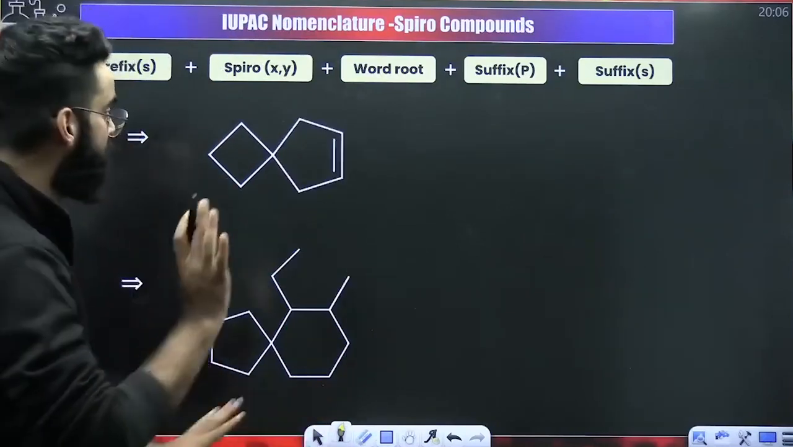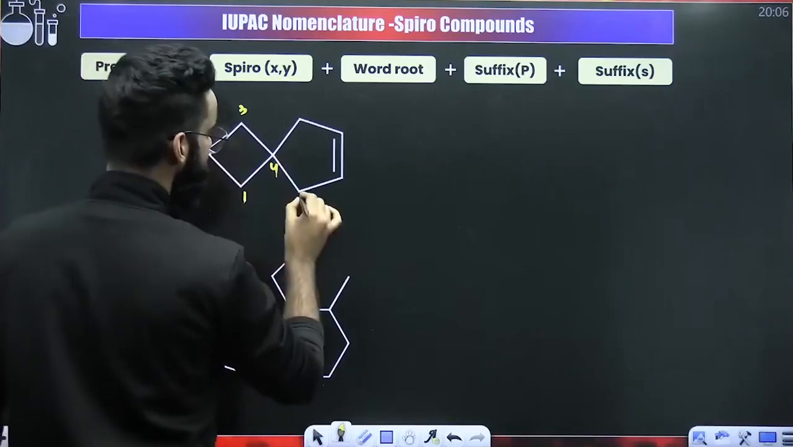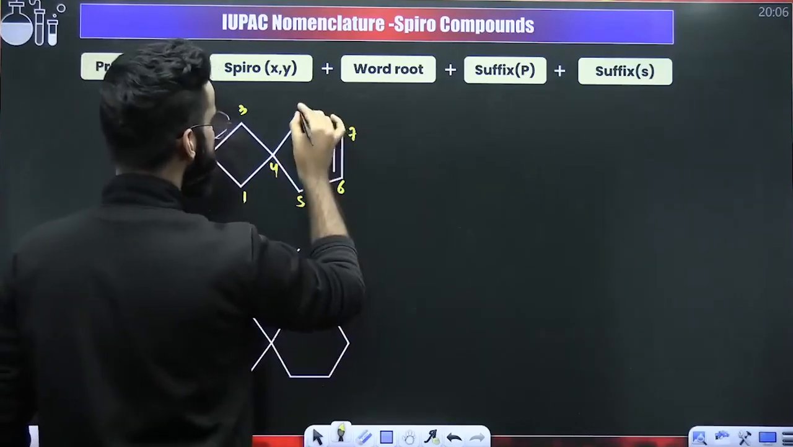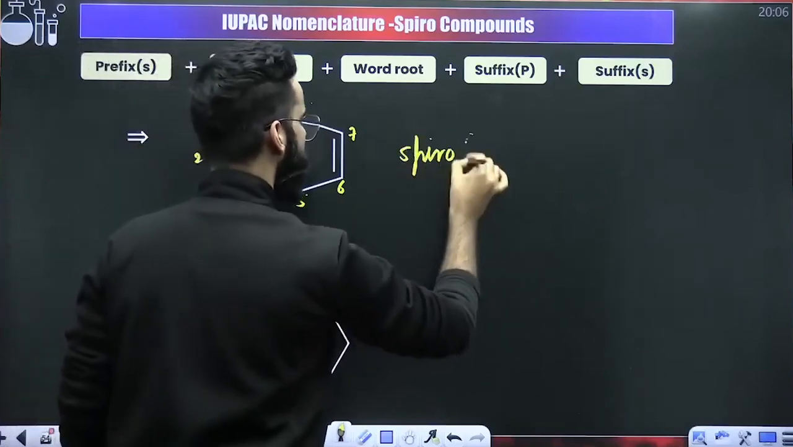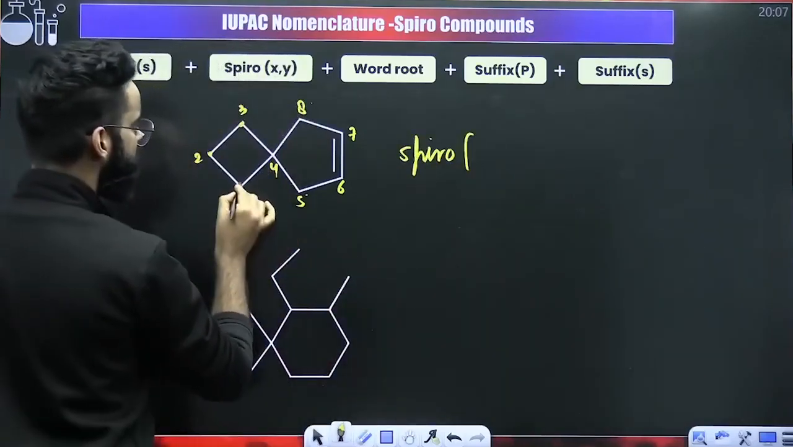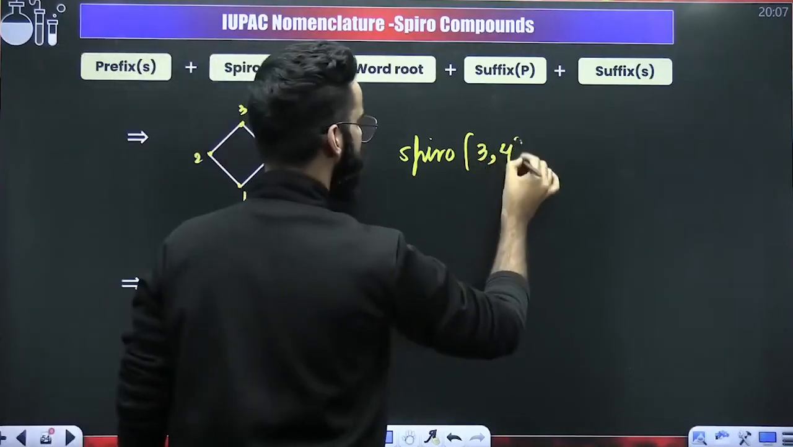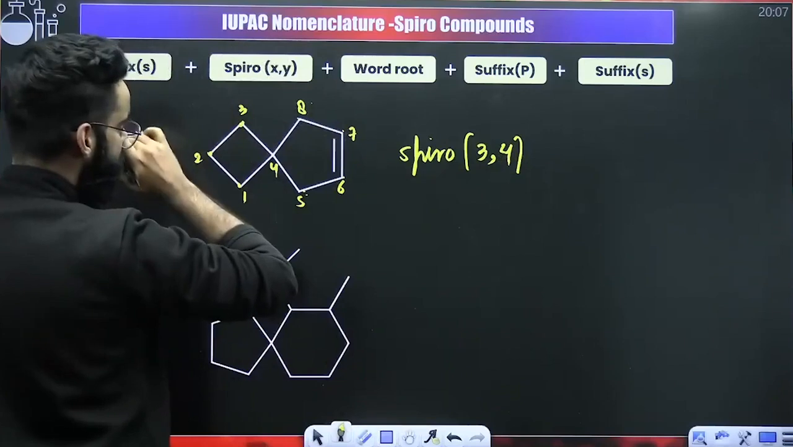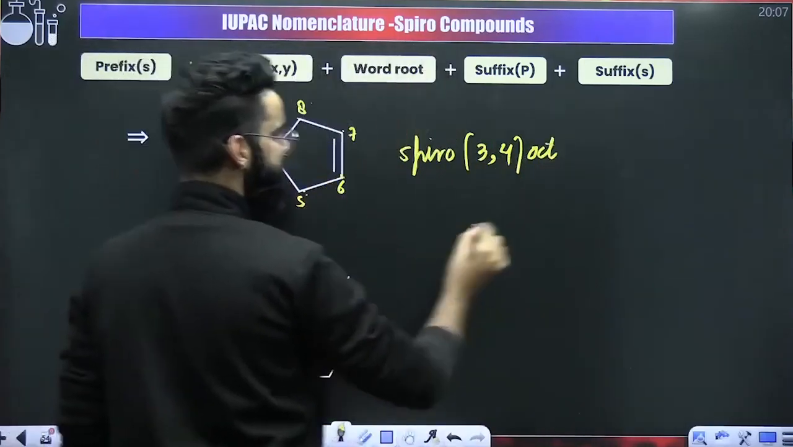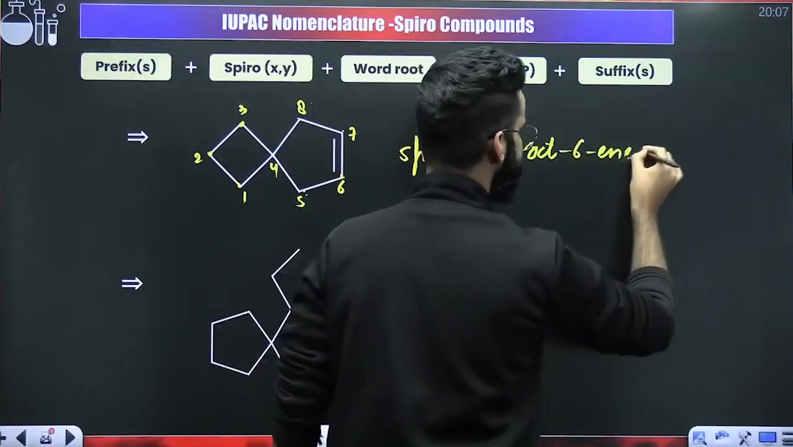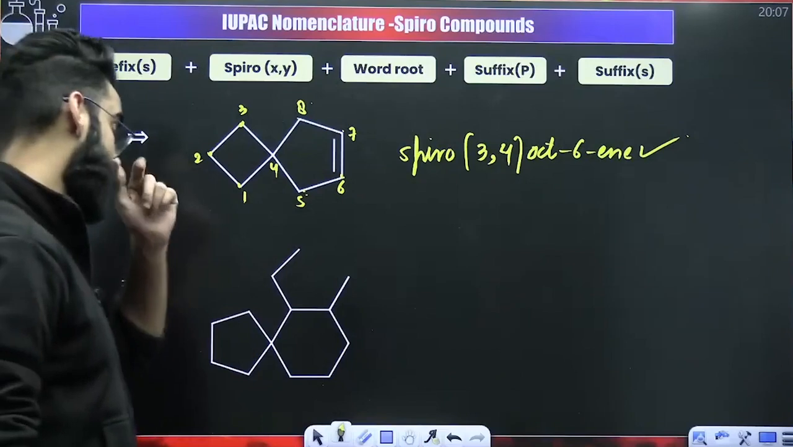Look at this one. Start with the smaller size ring. 1, 2, 3, 4. This is 5, this is 6, this is 7, this is 8. Perfect. So first you will be starting with the term Spiro. Then in the smaller size ring, 1, 2, 3, so it is 3, comma. Larger size ring, 1, 2, 3, 4, so 3, 4. In the main chain, total 8 carbon atoms, so it's oct. At carbon number 6, there is a double bond. So oct-6-ene.